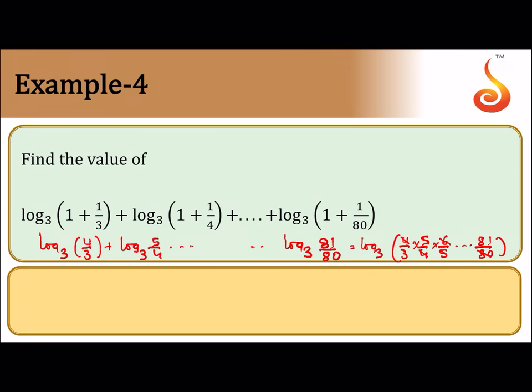So what you observe? All are cancelled. At last 81 will cancel. Finally what is left over? 81 by 3 will be left over. So I am writing on the top log base 3, 81 by 3, which is equal to log base 3, 27. This in turn can be written as log base 3, 3 cube. So 3 will come outside. Answer will be 3.